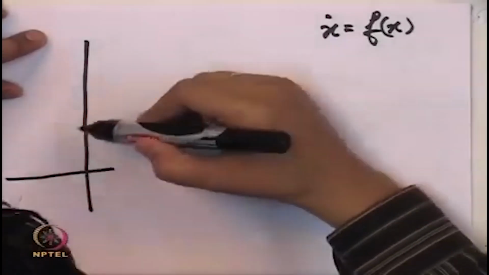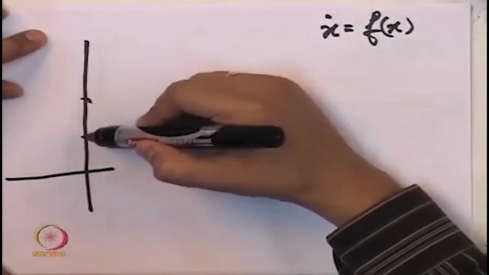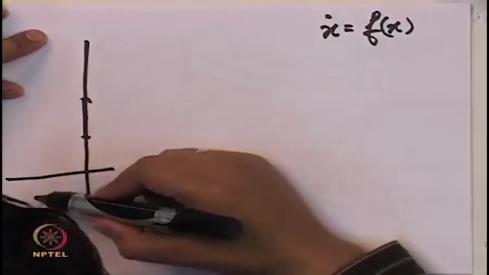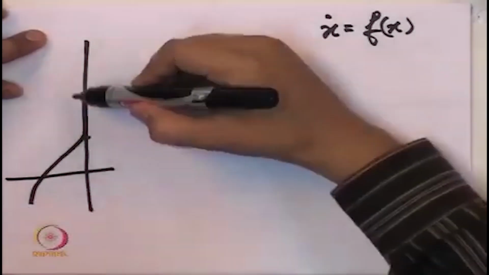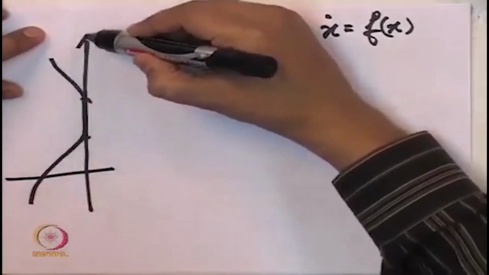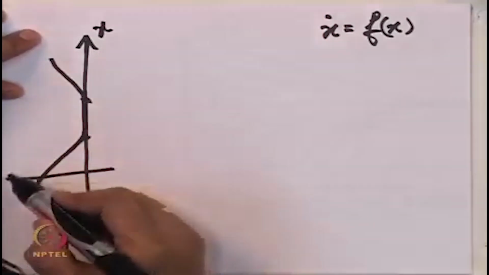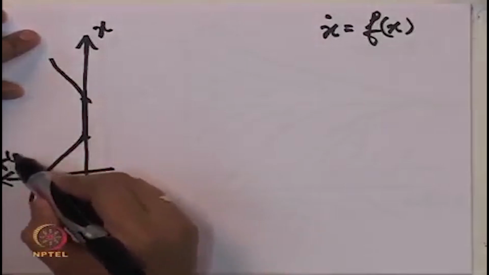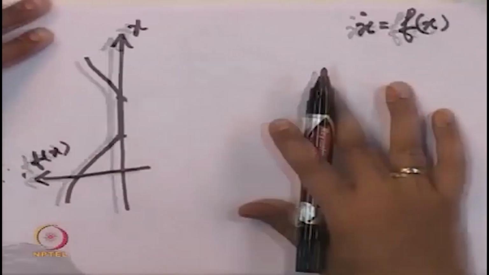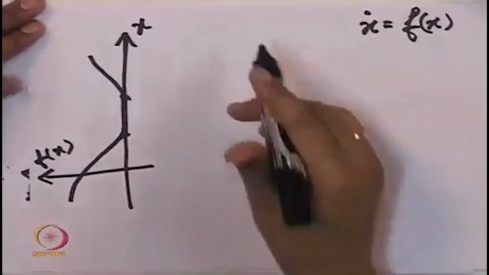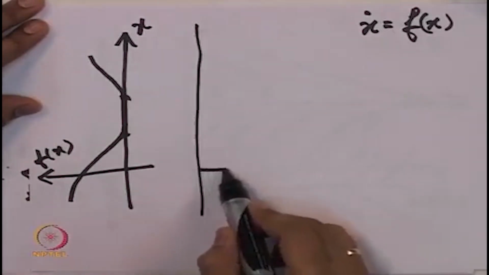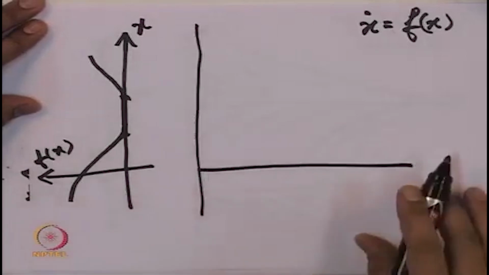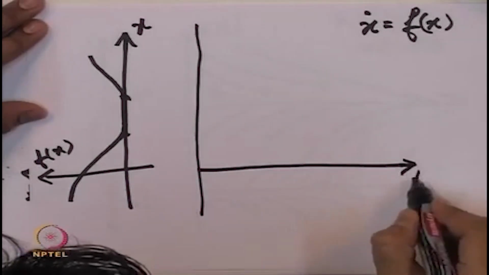So, when would there be a continuum of equilibrium points? If f were equal to 0 in this interval. What is this a graph of? This is a graph of f versus x. On the left hand side of this, we always plot f versus x, and we will use that to plot x versus t.